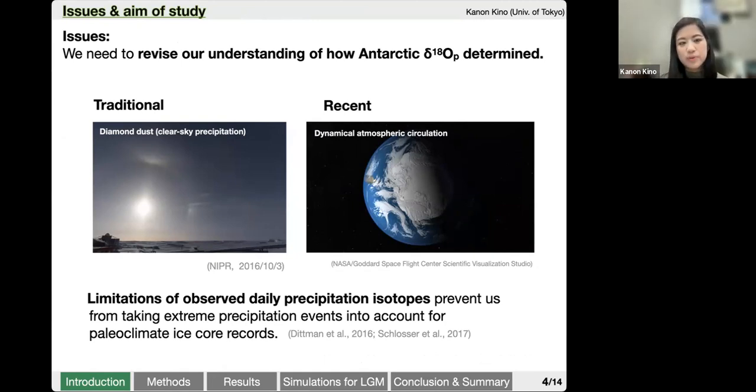So to tackle this problem, several previous studies analyzed a few typical events or classified daily weather patterns in the modern climate, but they haven't been confirmed statistically. This is because of the limitation of the observed daily precipitation isotopes in inland Antarctica. So for paleoclimate studies, estimating the potential impact of such extreme precipitation events is still a big issue.